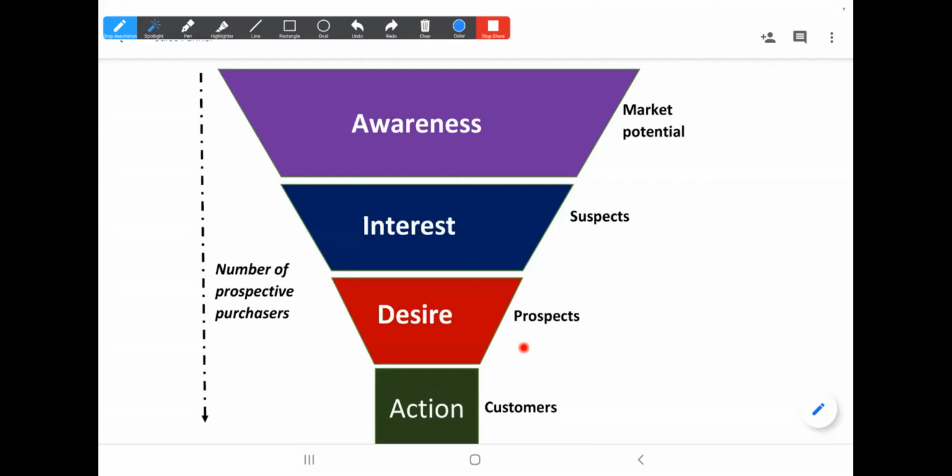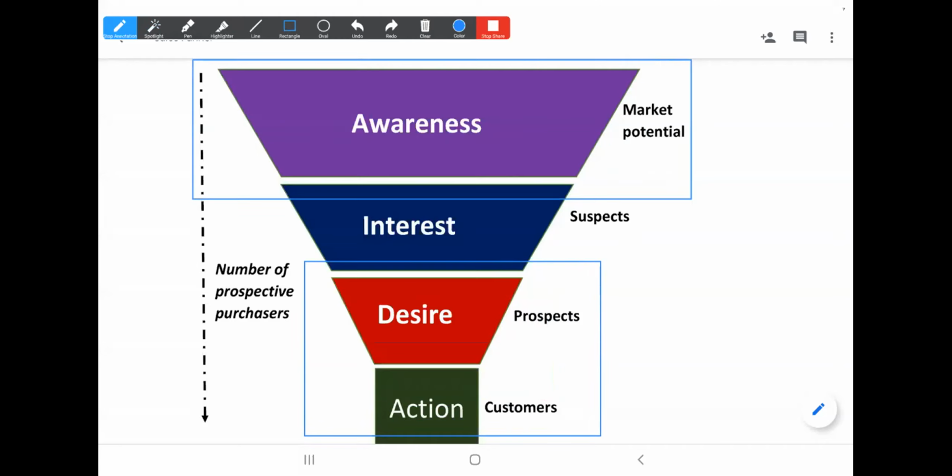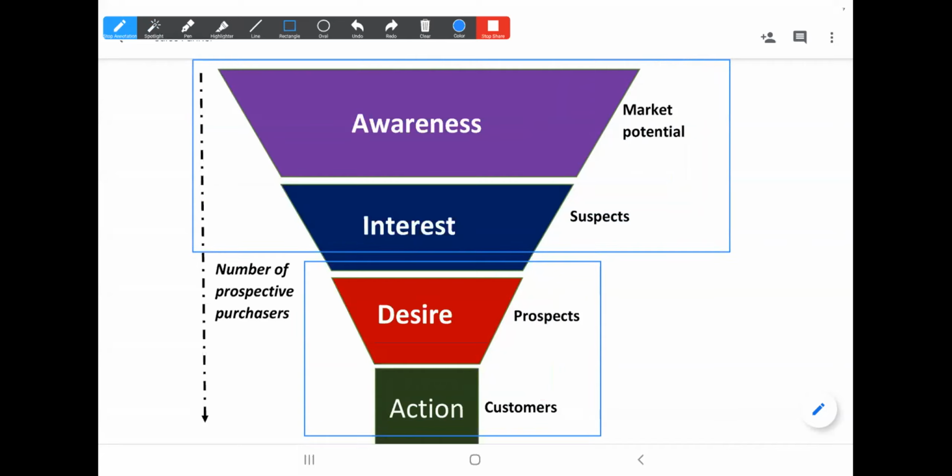In the selling game, this is the space you need to operate at, prospects and customers. In the marketing space, this is the place you need to focus on. So let me put some note on the screen.